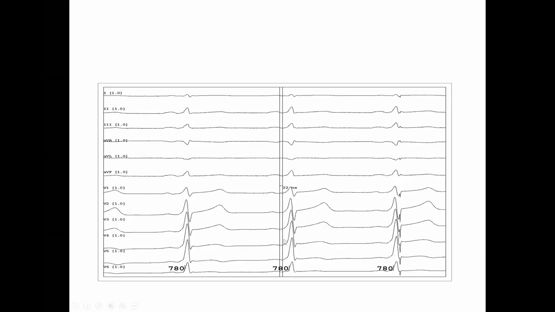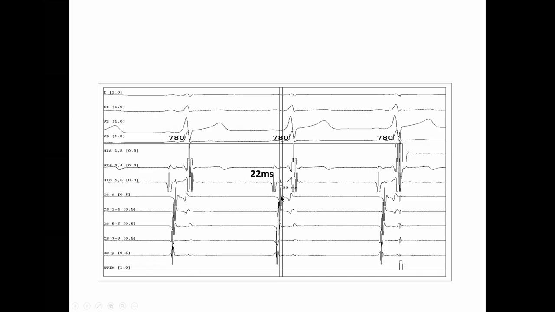the 12 lead ECG. This is the start of the QRS here. So this is less than 35 milliseconds. And essentially the HV interval is short because you've got fusion. You've got fusion across the AV node, as well as simultaneous activation across an accessory pathway.